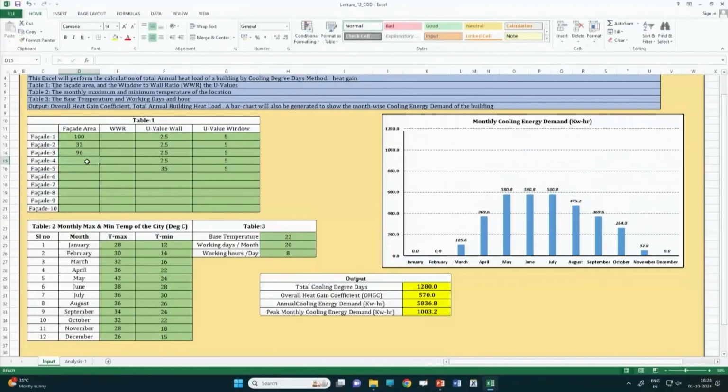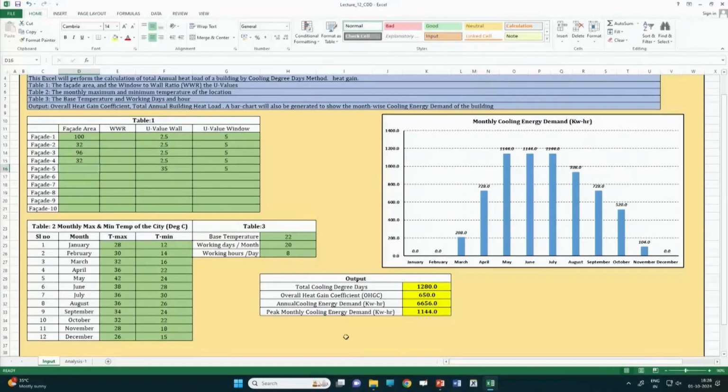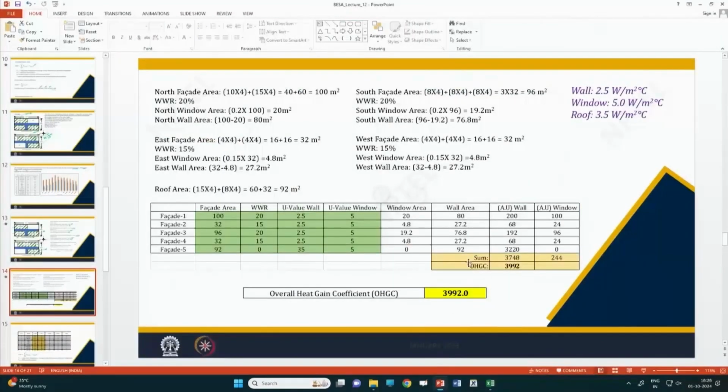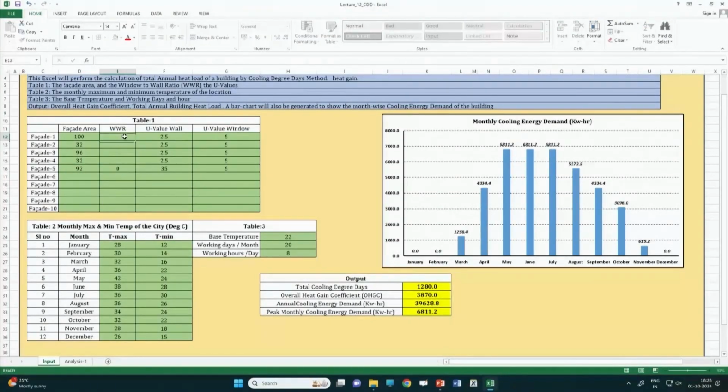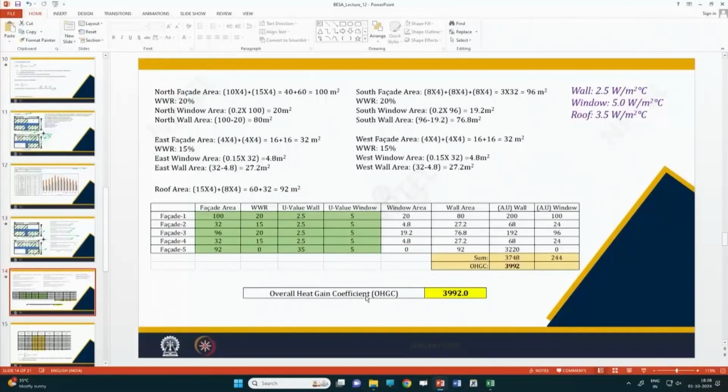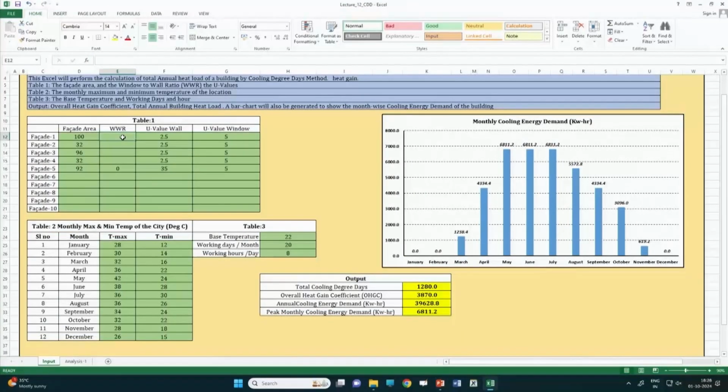So, let me first give this is 100, east is 32, this is 96 I think, and this is again 32, and your roof is 92, sorry, 92, and WWR for the roof is 0 because there is no window. For the facades, this is 20 and 15. So, 20% is facade 3 and this is 15% and 15%. And this is the U value of the wall, U value of the window.